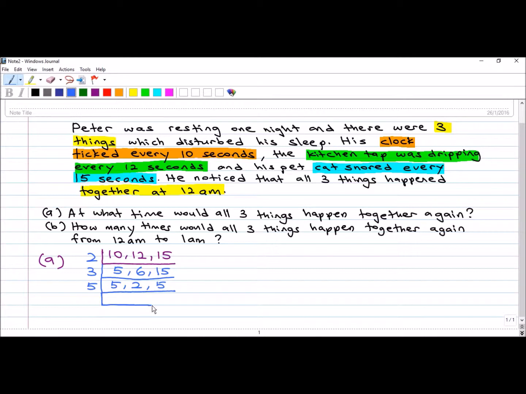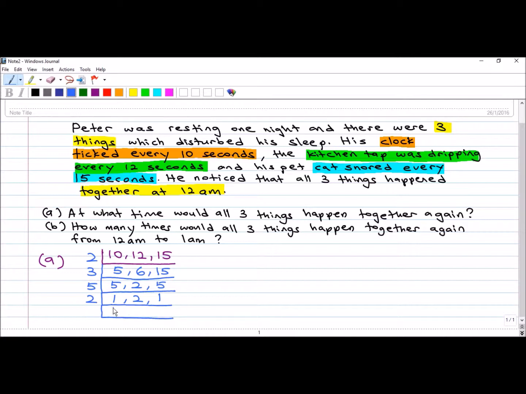So I divide both numbers by 5. 5 divided by 5, 1. 2 cannot be divided by 5, so I let it remain. 5 divided by 5 is 1 again. As I told you earlier, our aim of this division ladder is to make this, and this into 1. So I only have to make 2 into 1, so I divide by 2.